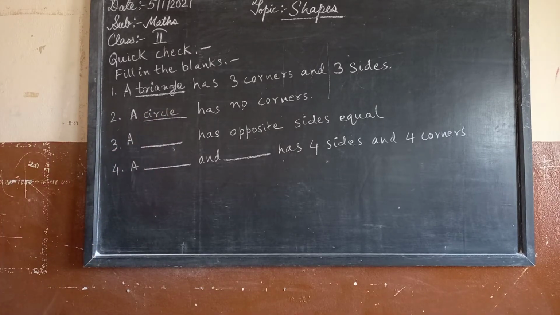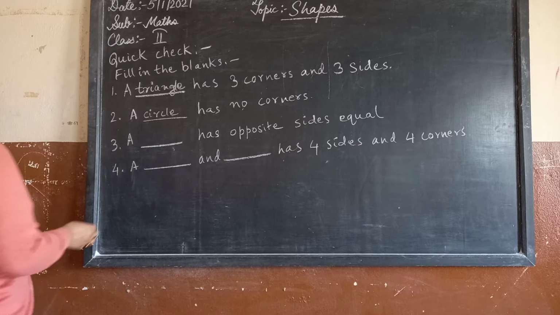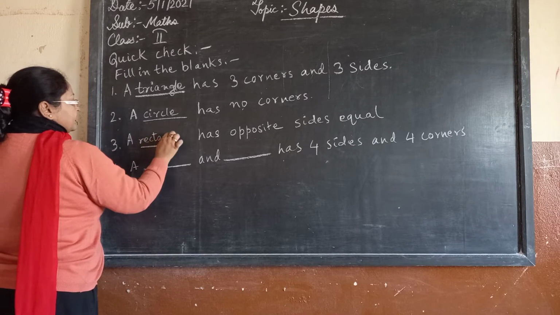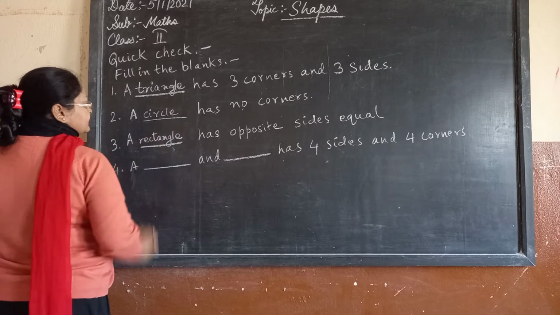A dash has opposite sides equal. So rectangles have opposite sides equal. It's a property of a rectangle. I forgot to tell you, it has the property of the rectangle which has opposite sides equal.